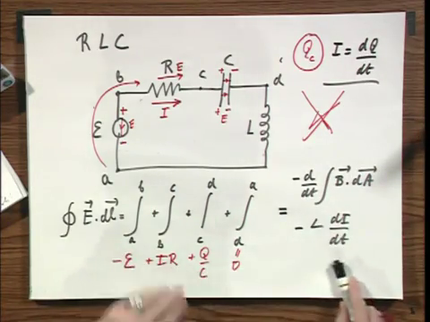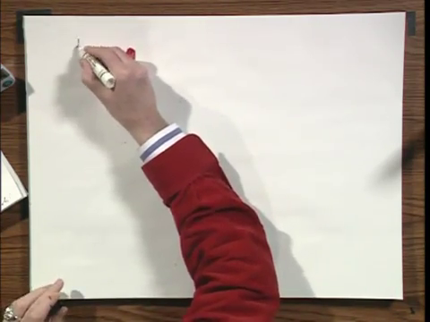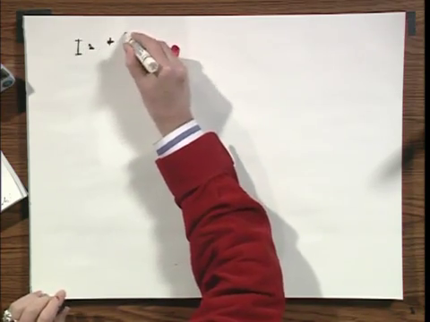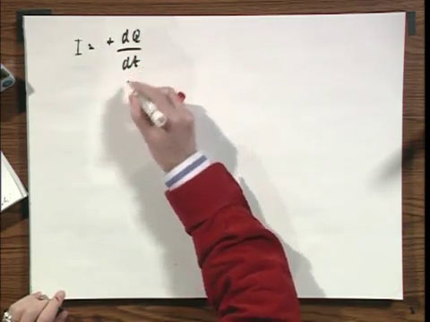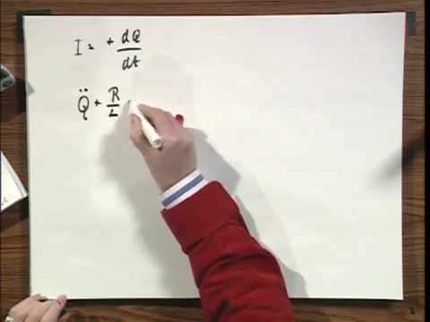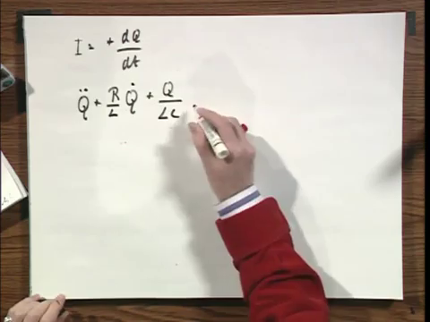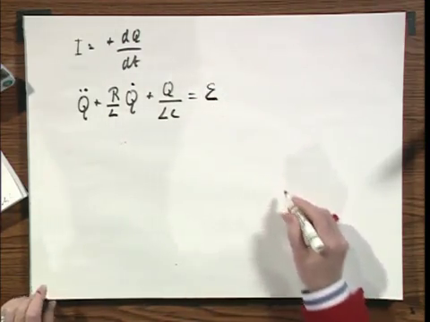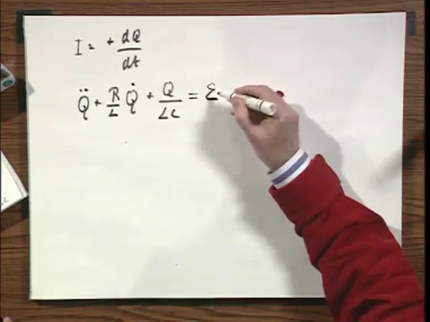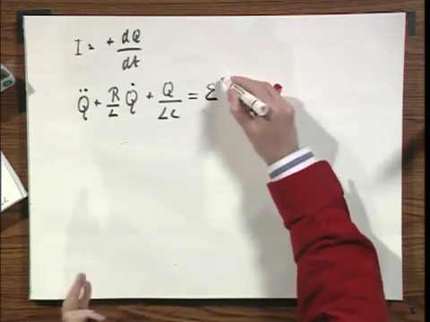Now I'm going to reorganize this a little bit. I may have to save this one because I may need it later. So using I equals plus dq/dt, I find now that q double dot plus R over L times q dot plus q over LC equals that EMF. That is the EMF which is the driver. It's the one that could have various natures.